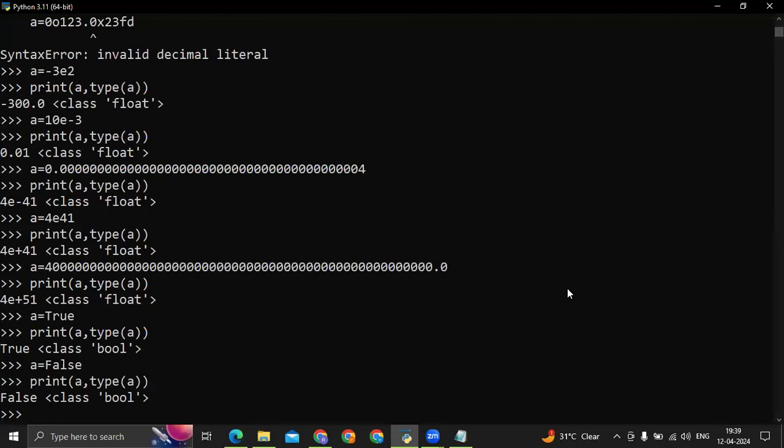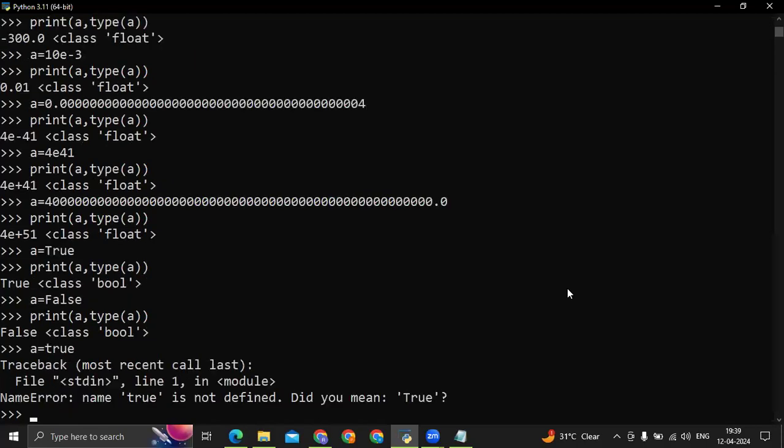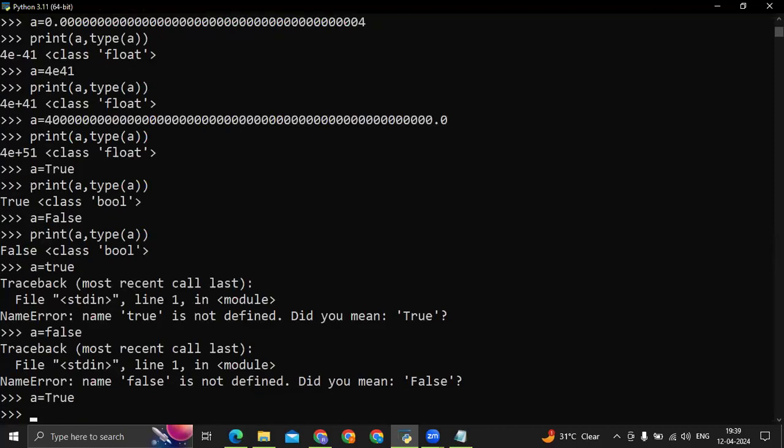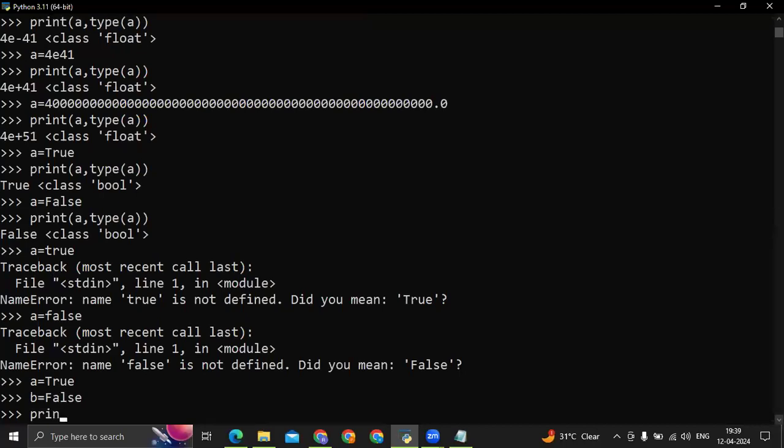Now let me write A is equal to true, with a small t. True is not defined. Did you mean True? T should be capital. Now if I write A is equal to false, false is not defined. Right. Now if I write A is equal to True, B is equal to False, and now I am writing print A plus B.